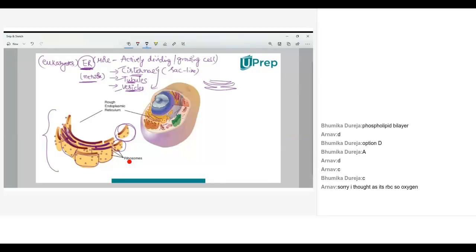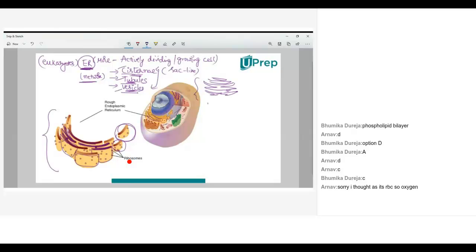So that's the rough way I am drawing it. Roughly, if you see a diagram like this, it would be endoplasmic reticulum with cisternae and tubules. The same thing I have shown here in an elaborate way. Now, what are the parts of endoplasmic reticulum? Cisternae, tubules and vesicles. These are the three parts of endoplasmic reticulum.